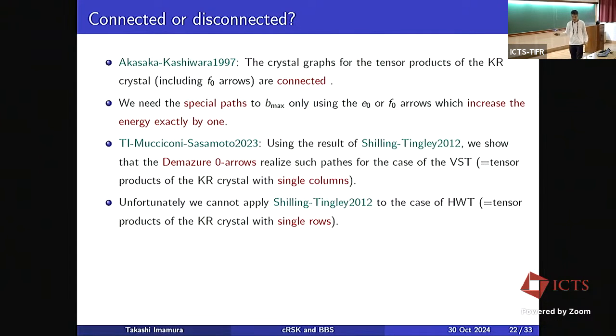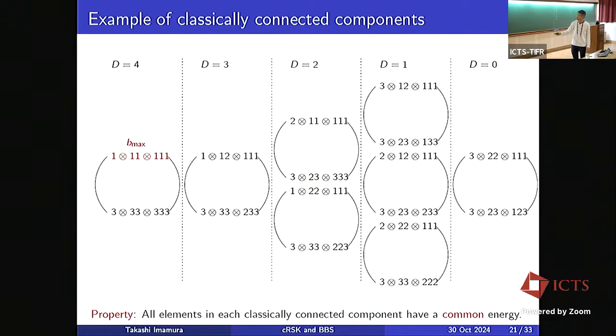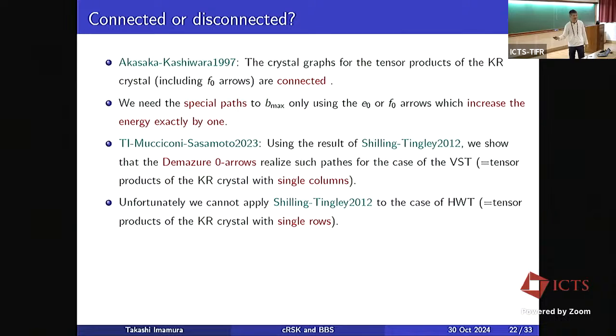But unfortunately, in principle we can go to the B max from any element by following the zero Kashiwara operators, but it's not sufficient for our purpose. In order to make a good bijection having a weight preserving property, we need a special path to B max, using only E0 or F0 arrows, which increase the energy exactly by 1. This is the problem of the leading map.